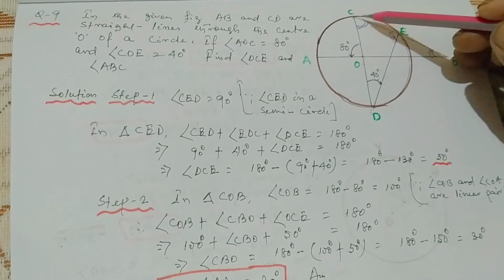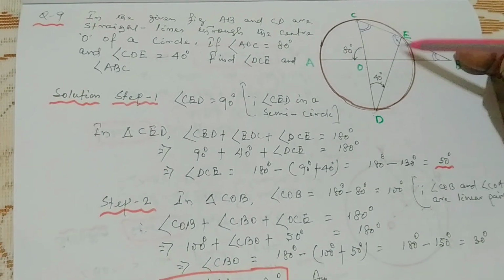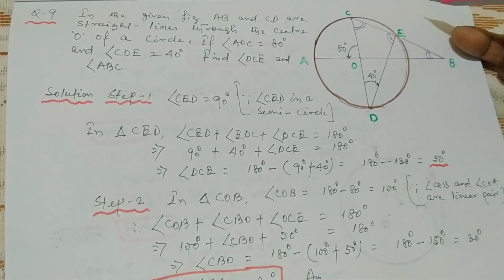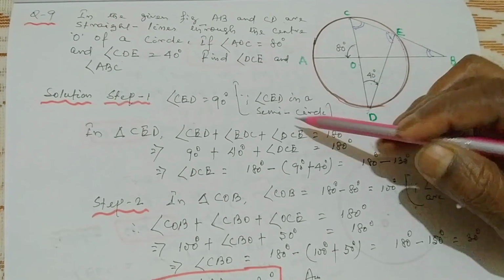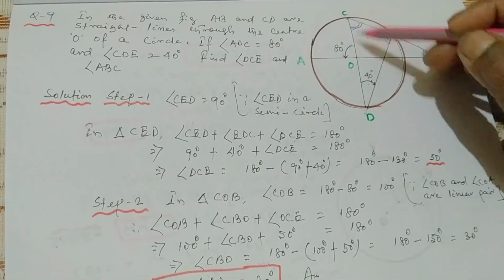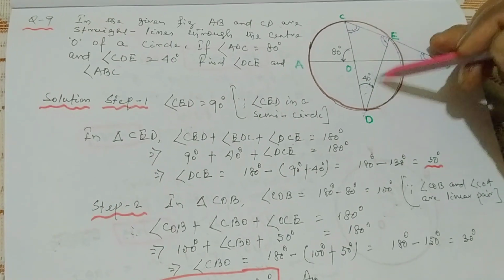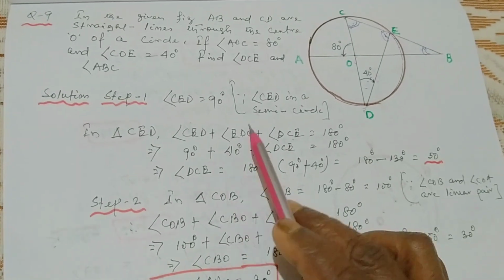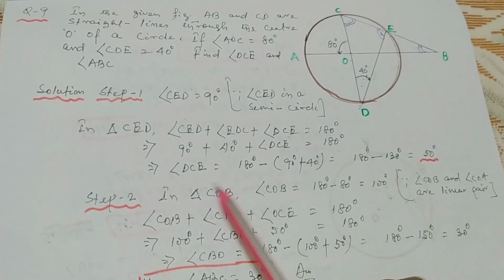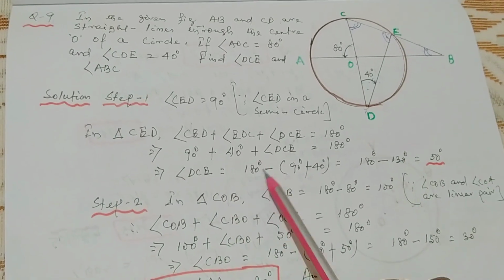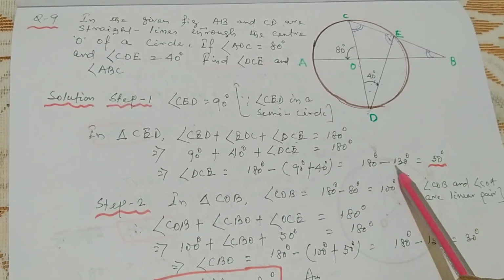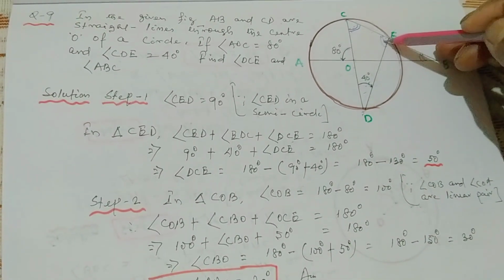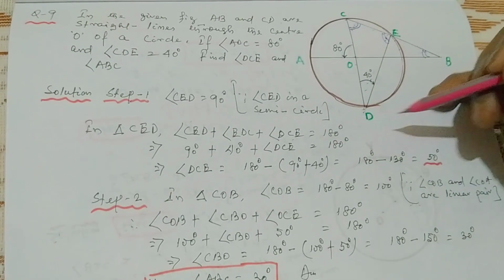In triangle CED, in this triangle, angle CED plus angle EDC plus angle DCE, the sum of these three angles is equal to 180. So now 90 degree plus 40 degree, the value of this angle is 40, plus DCE. So DCE is equal to 180 minus (90 plus 40). So that is equal to 50 degree. Angle DCE, the value of this angle is 50.